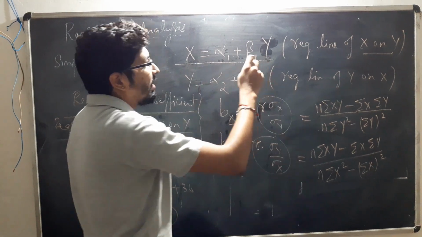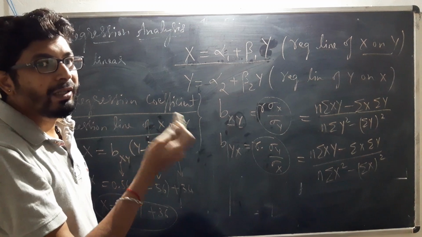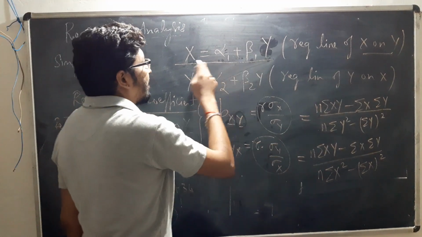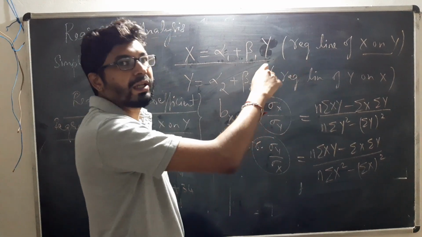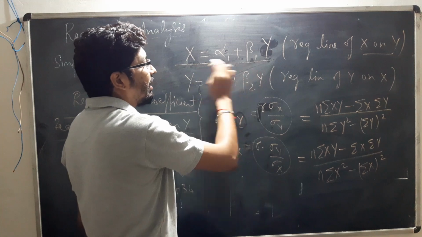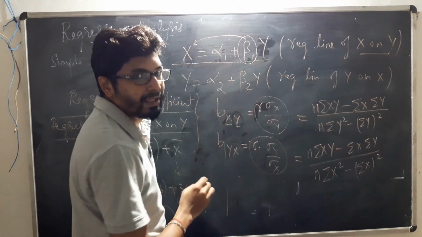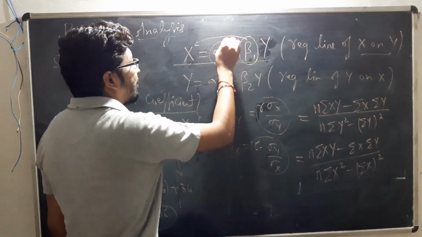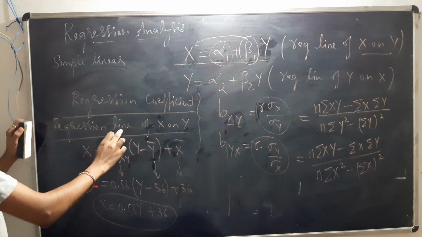Similarly, when x changes from one particular value, or you can say there is a unit increase in y, then what is the change in x? So if y goes from 5 to 6, so there is a unit change, then there will be an increase in the amount of beta 1. So beta 1 is the unit change in x for unit change in y. Alpha 1 is the value of x when y is equal to 0. So this is your regression line of x on y.